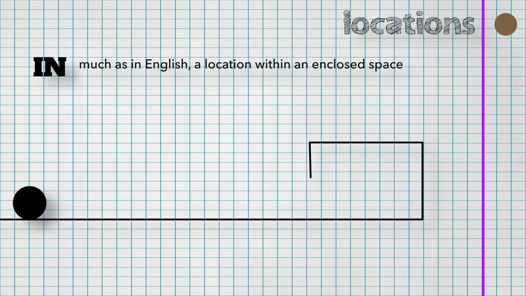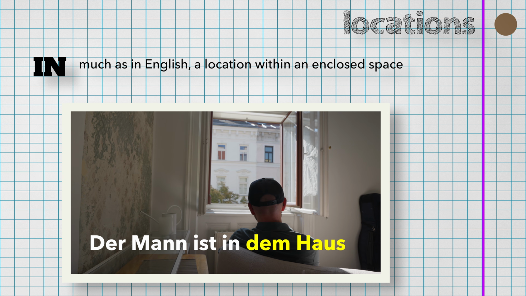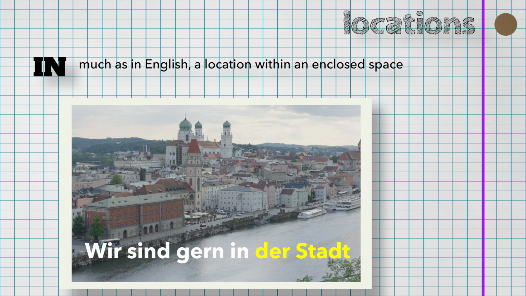So, when can we use in? Much as we do actually in English. Like in English, we use in to describe a location inside something else. Der Mann ist in dem Haus. He's inside the house. Wir sind gern in der Stadt. Here we're thinking about the city as something you can be in, an enclosed space.